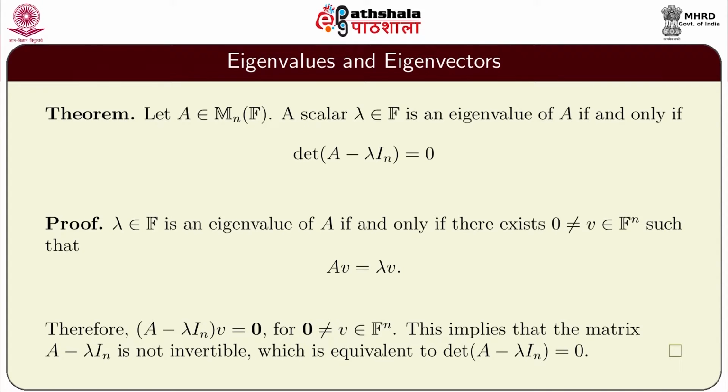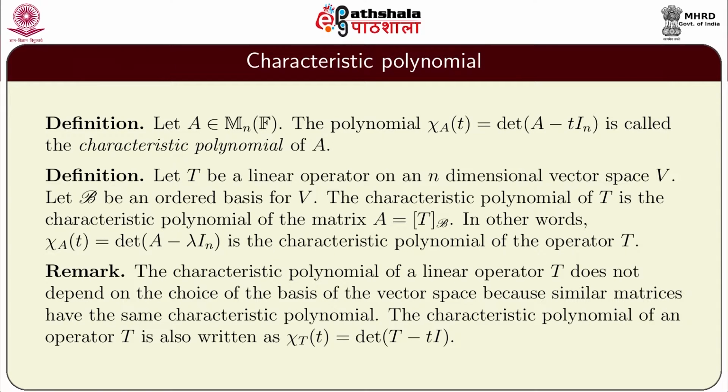This proves that the matrix A minus lambda In is not invertible, which is equivalent to saying that the determinant of this matrix A minus lambda In is equal to 0. Therefore, we have a criterion for a scalar to be an eigenvalue of a matrix A, and the criterion is in terms of determinant. This gives rise to the definition of what is called the characteristic polynomial of the matrix A.